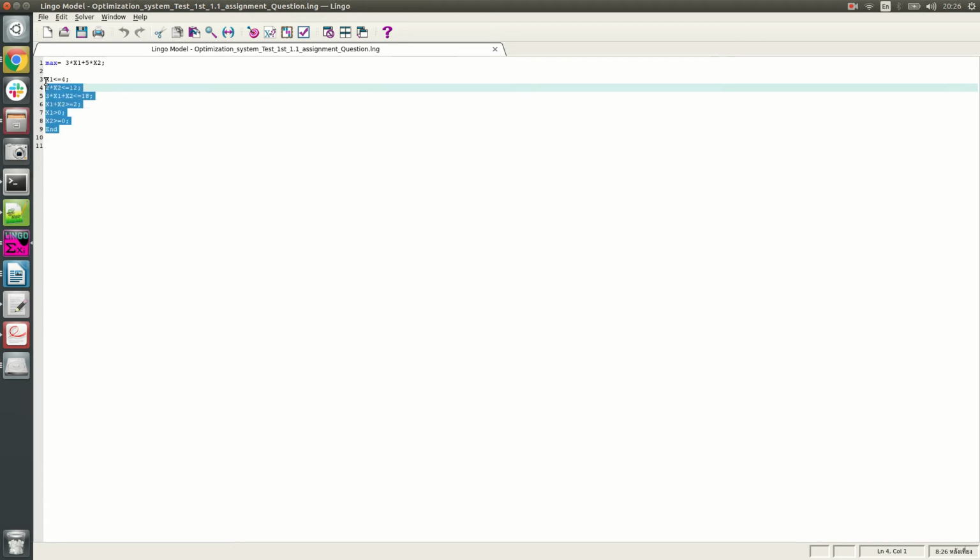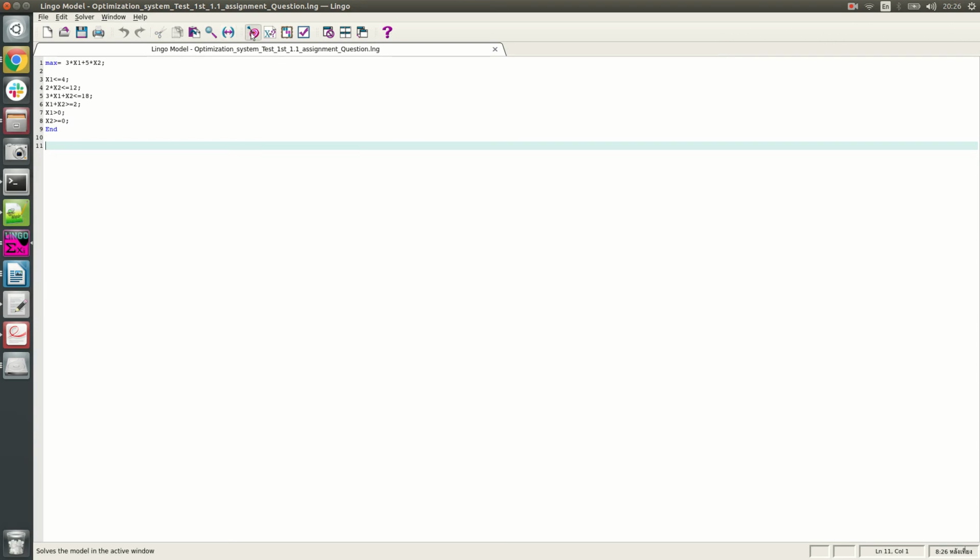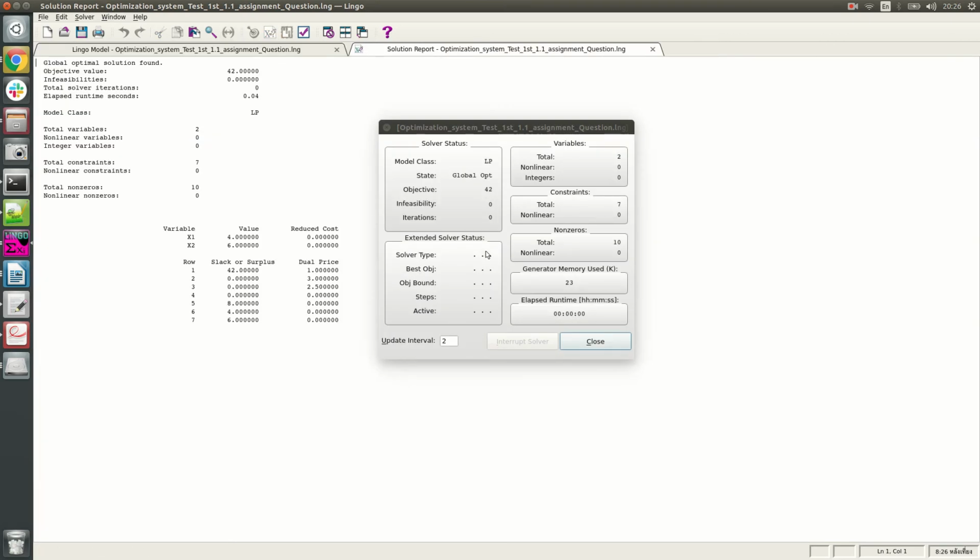Once we have correct syntax here in Lingo, if we click here, this will give details of execution. Here it says the model class it uses is linear programming, and the objective value is 242, and more details are here. The total variables are 2, the constraints are 7, and non-zero values are 10, along with the constraints and the input equation. And the memory it uses is this. So it gives the basic execution summary.